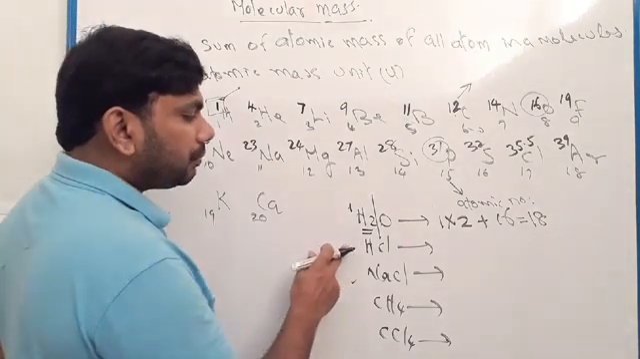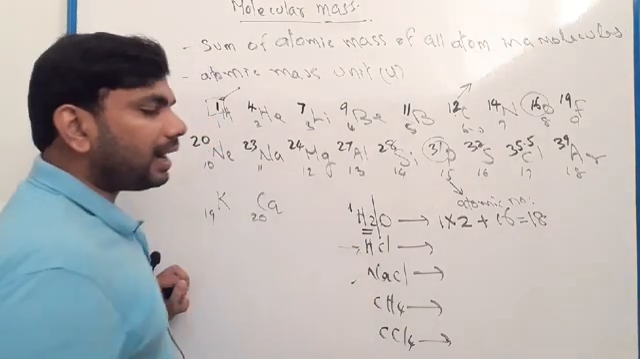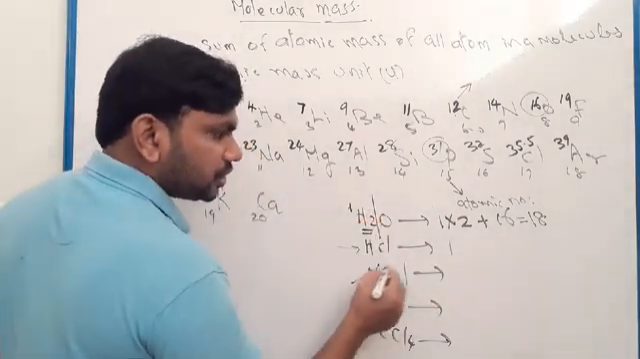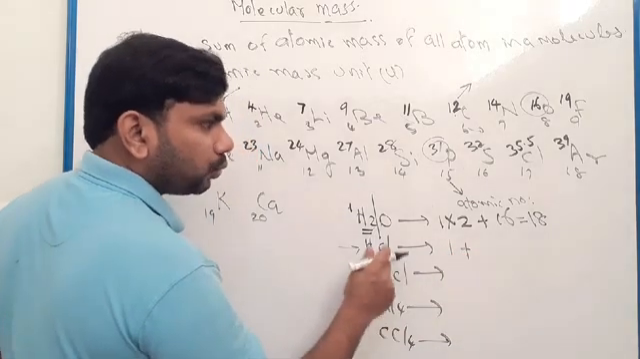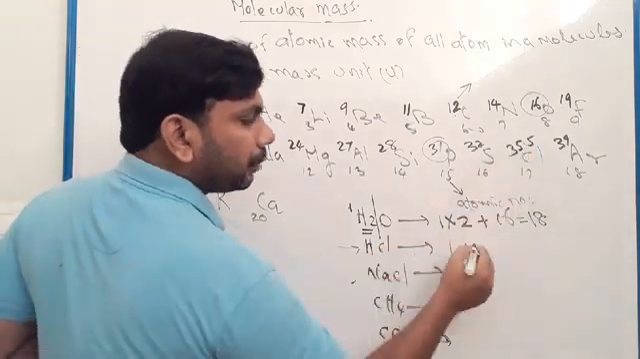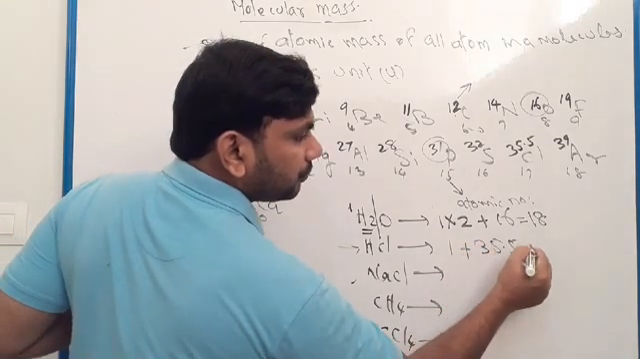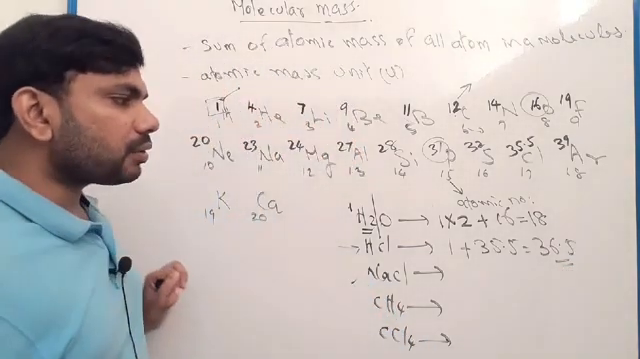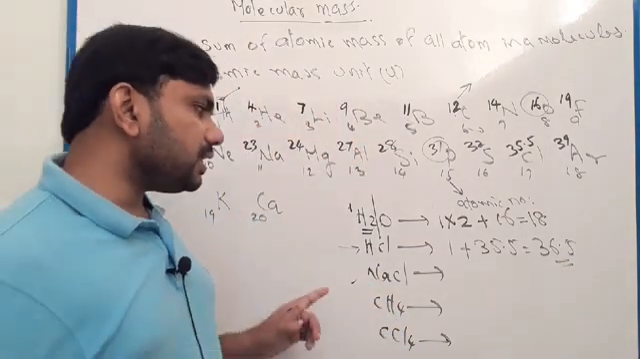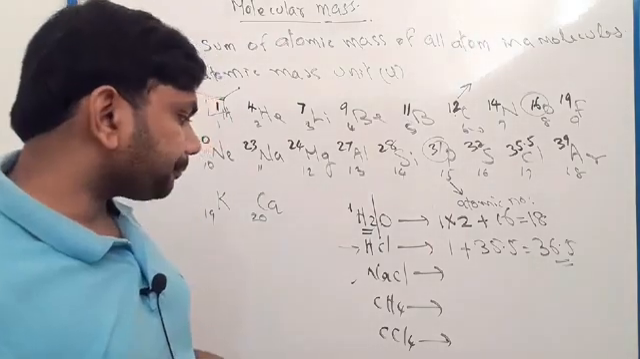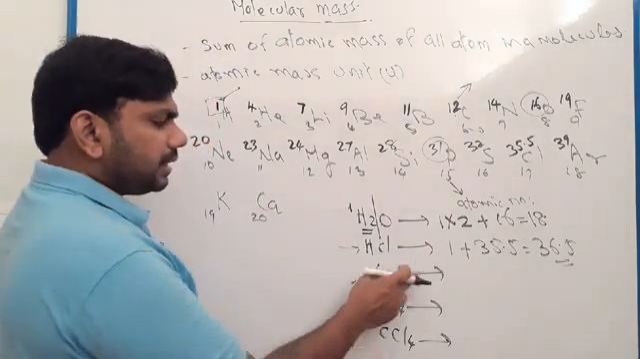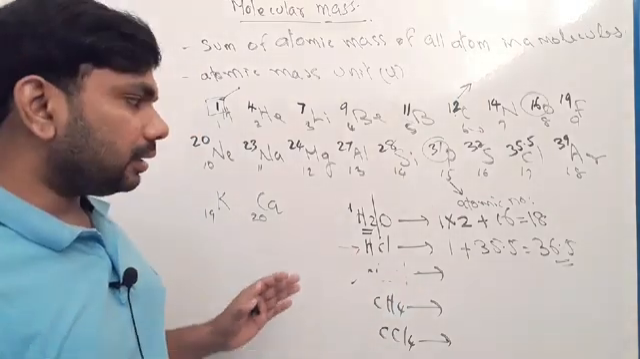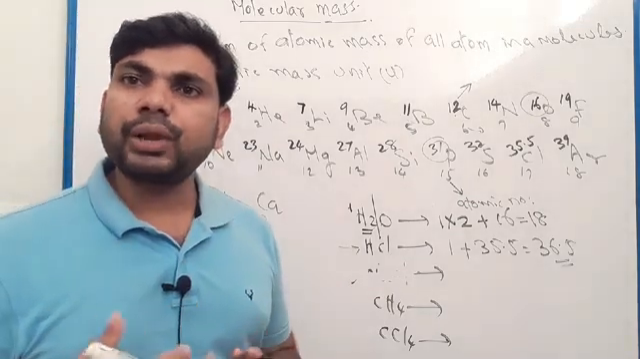Look here, another example, HCl. HCl means hydrogen chloride. Hydrogen again atomic mass 1. After finishing hydrogen put plus chlorine. 1 chlorine, chlorine 35.5. So you can say 36.5. So molecular mass of HCl is 36.5. And another one, NaCl, we will discuss later. For NaCl we will say formula mass.